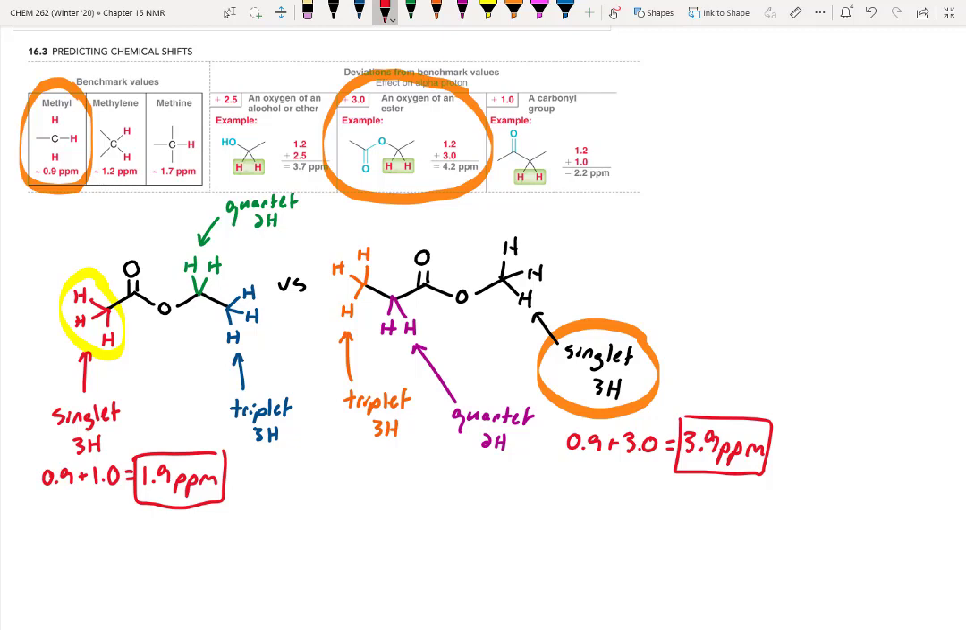We can do it with the other ones as well. So for example, we could compare the green to the purple using this exact same strategy. The good news, I will give this to you on exams. I won't explain how to use it, but I'll give it to you. So it would be beneficial to practice it. Make sure that you can use this as an additional tool for differentiating things like constitutional isomers of esters. Yep.